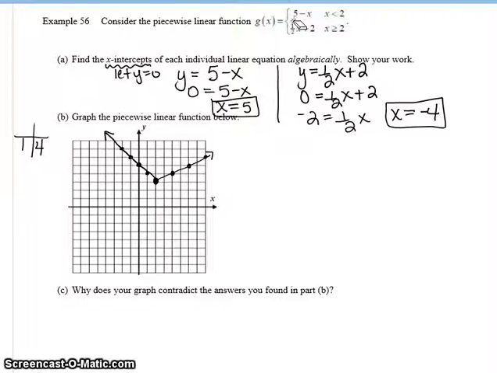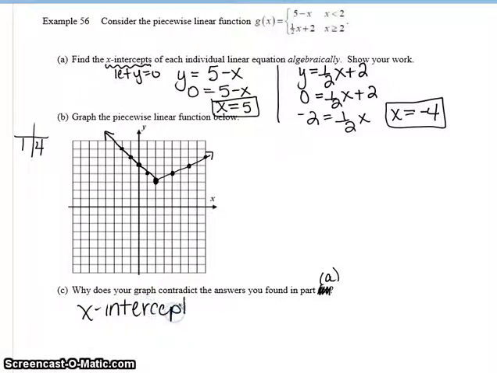Okay, part C. Why does your graph contradict the answers you found in part B? Well, I think it means part A. That's supposed to say in part A. That's a typo. Why does your graph contradict the answers you found in part A? Okay, so now part A, we said our x-intercepts were 5 and -4, and if you guys look, according to this, we have no x-intercepts crossing over. Why is that happening? Because the x-intercepts are not in the domain for each individual piece. Okay, what does that mean? So when x is 5, okay, when x is 5, it did not fall in that domain over here.